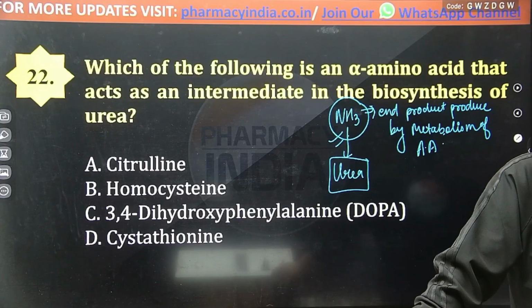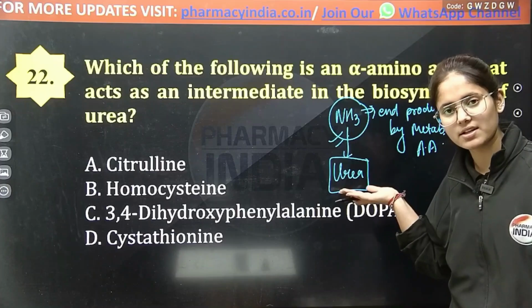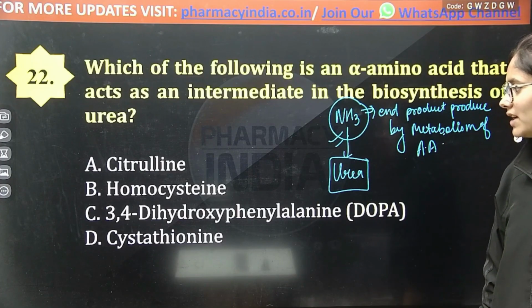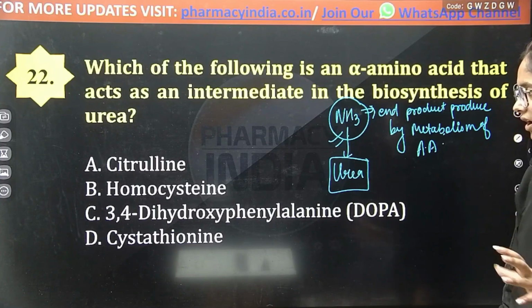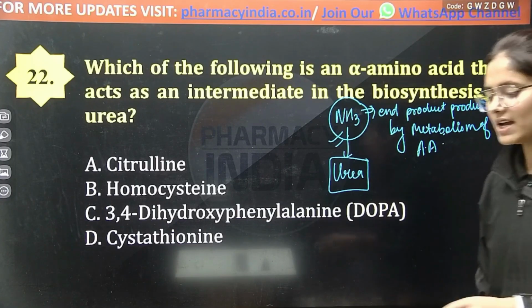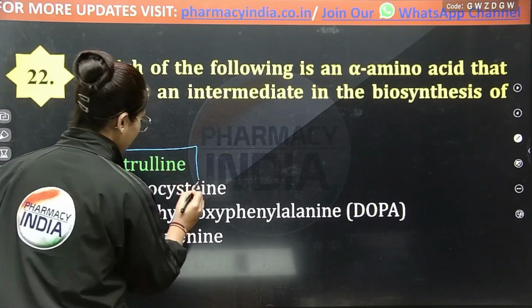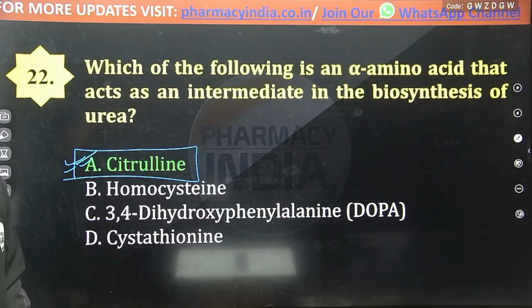Now the question is asking which of the following is an alpha amino acid that is also an intermediate in this process, that is the urea cycle. Citrulline, homocysteine, 3,4-dihydroxyphenylalanine, that is DOPA, or cystathionine. Correct option, which is formed during the synthesis of urea, is citrulline. Clear? Citrulline. So the correct option is A.